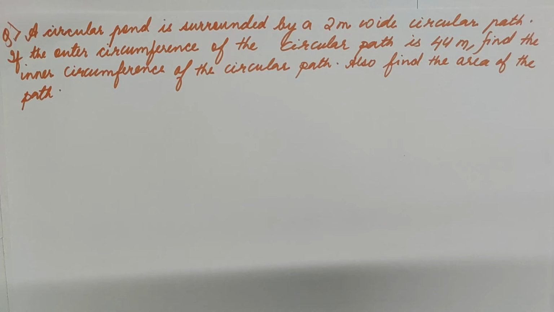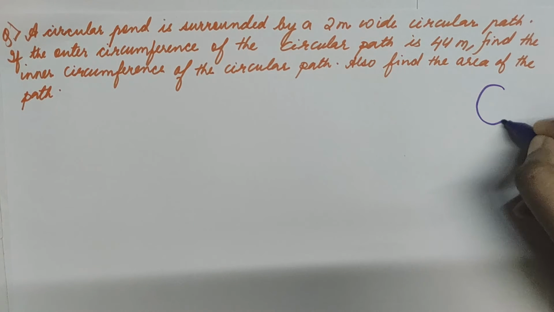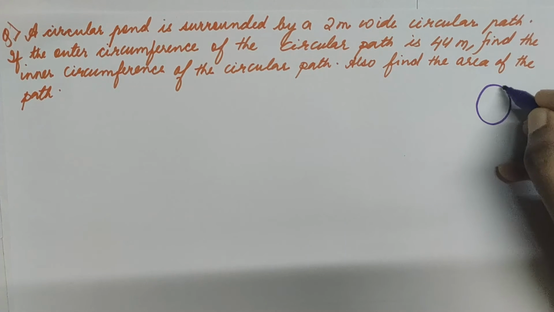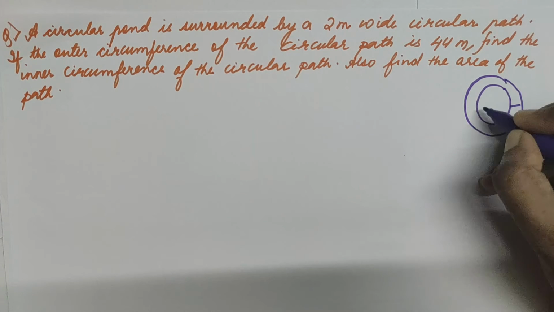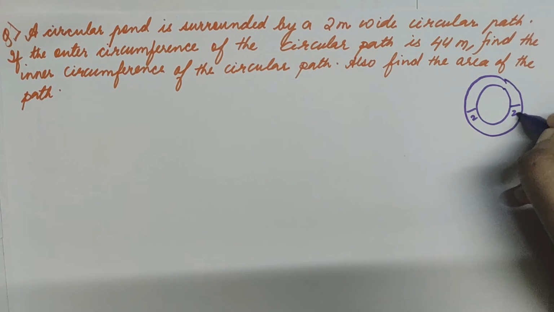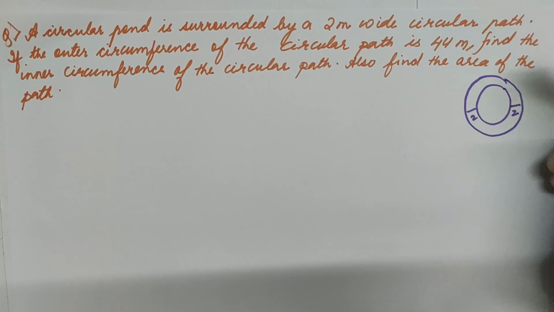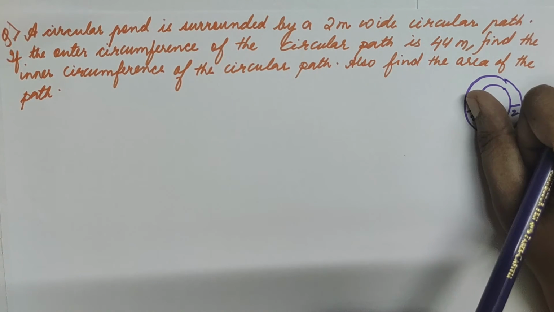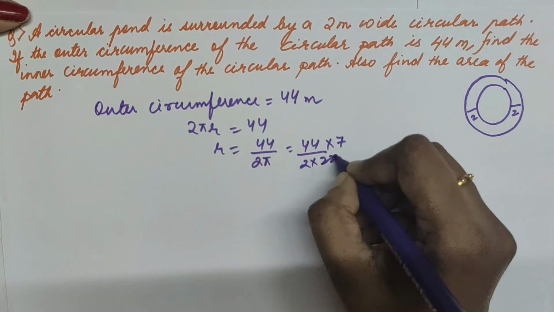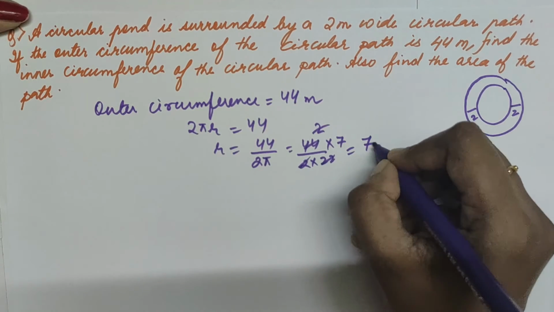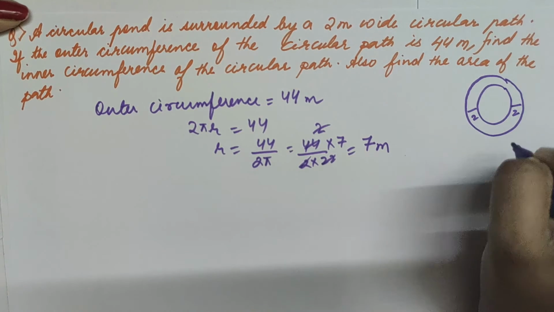So just imagine how it is going to look. We are talking about the circular path. If suppose this is one circle, there is another circular path running around it, which is having a width of 2 meter. Now the outer circumference is given to us, that is 44. So if I write this detail, I can get the radius of the outer circle. So let us do that first. So we get 7 meter. So the radius of the outer circle is 7 meter.